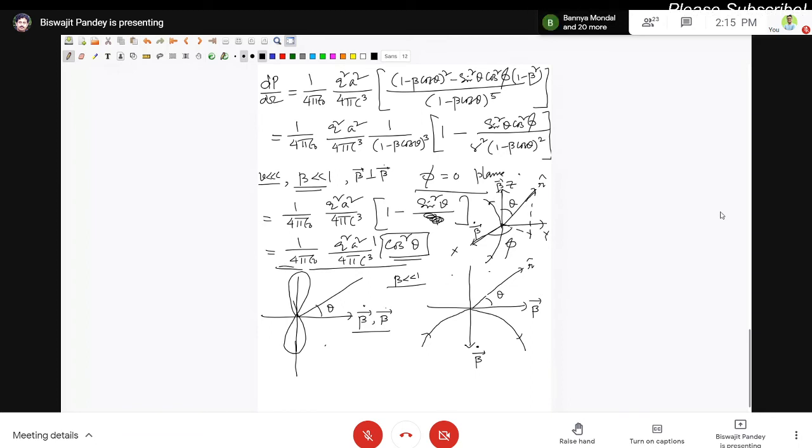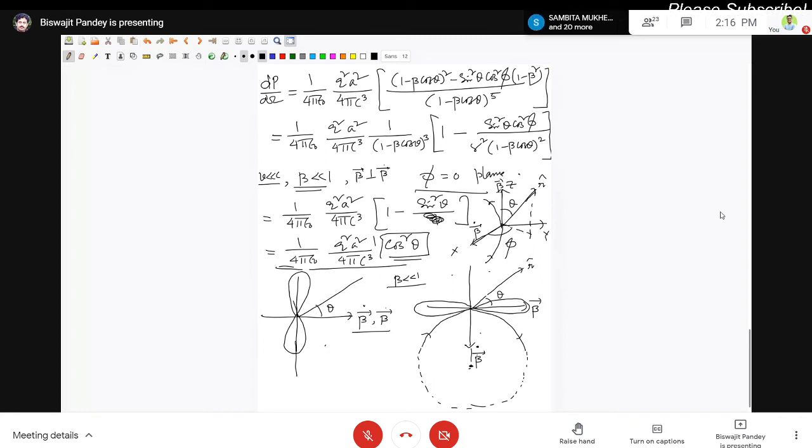It will be, because this term is multiplied with cos square theta. The radiation pattern this time will look like this. In case of non-relativistic motion and orthogonal velocity and acceleration, see, this is the trajectory. So this is a circle. You can imagine a full circle when the charged particle is rotating in a circle. So you expect the radiation pattern coming out of this charge to look like this, right?